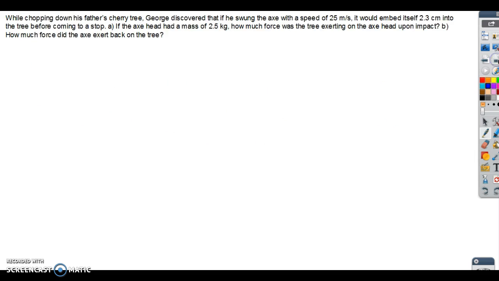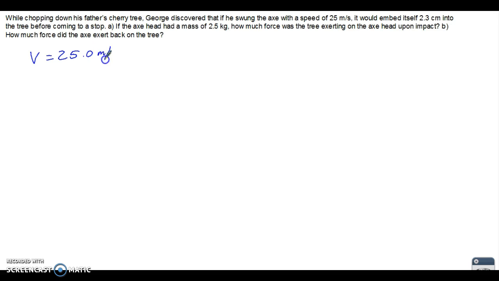All right, number 5, we've got chopping down the father's cherry tree. George discovered if he swung the axe at a speed of 25 meters per second, it would embed itself 2.3 centimeters into the tree before coming to a stop. If the axe head had a mass of 2.5 kilograms, how much force was the tree exerting on the axe head upon impact?